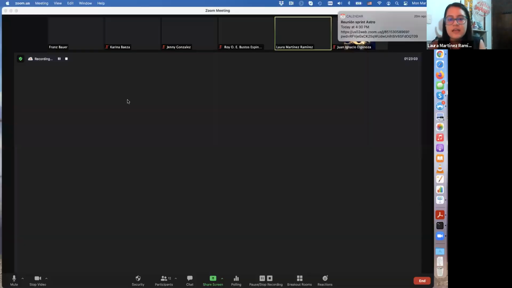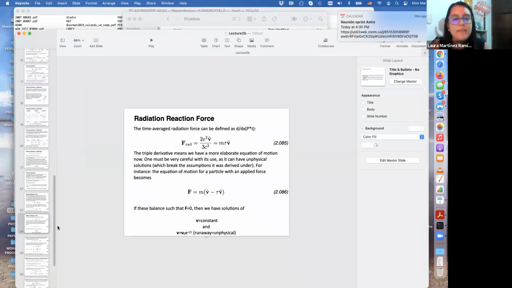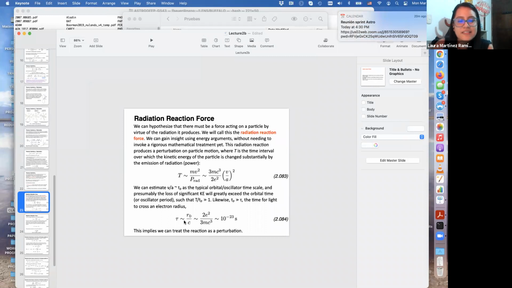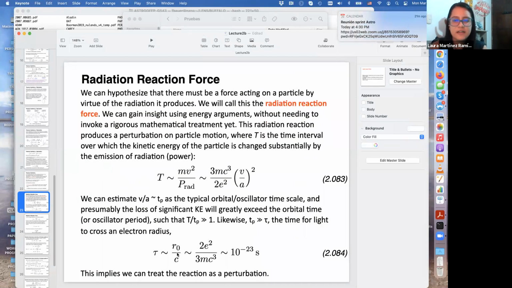Questions? Sorry, I have another question. Okay. Well, it's related to the new topic. I was wondering why the time for light to cross the radius of the electron is r0 over the speed of light. I don't understand why these 2/3 terms appear here.